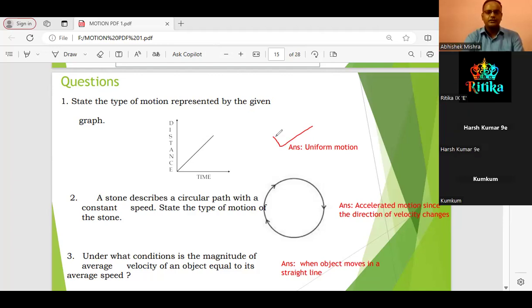For the next question: a stone describes a circular path with a constant speed. State the type of motion of the stone. You can very well understand the stone is going on a circular pathway. And what type of motion is it? It is definitely accelerated motion. Can anyone say why we are calling this an accelerated motion?